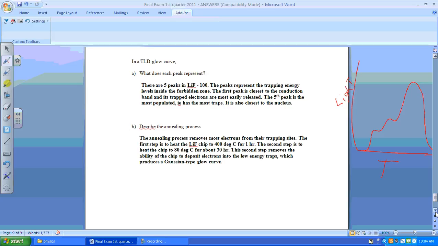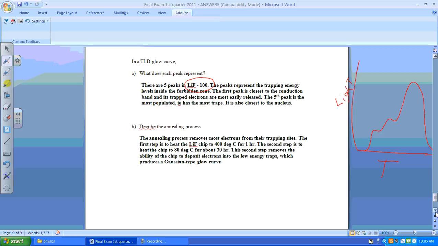Remember that we typically use lithium fluoride 100. That's a particular kind of material that we typically use, and it's one of the most common ones. But there are other kinds of lithium fluoride with other numbers, and there are other materials too. The glow curves would be different for each one. For lithium fluoride 100, we have 5 peaks. Each peak represents a trapping energy level.